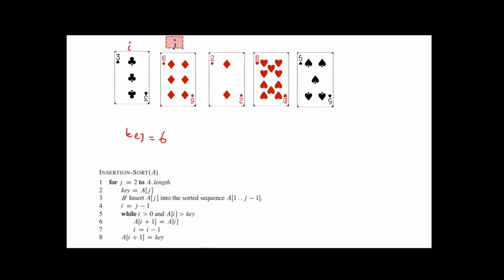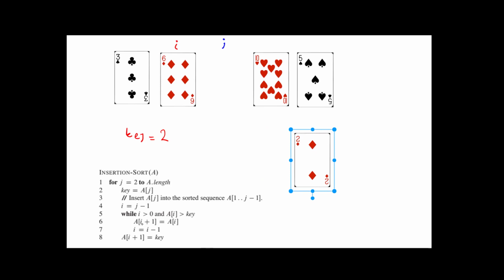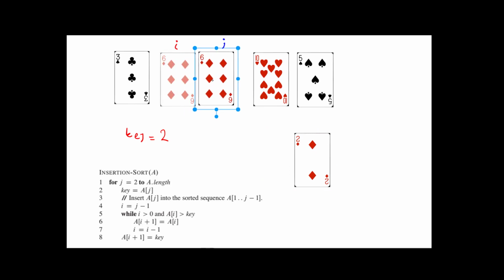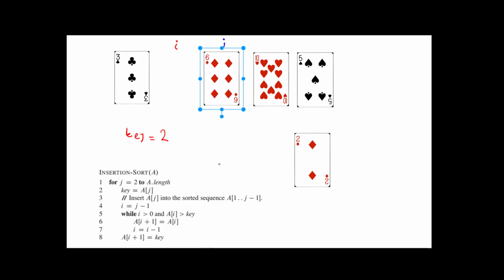So let's increment j to 3, which shows the third element, which is 2. So this is the key. Now the key is 2. i is j minus 1, so i should be in here. i shows the second element. It's better to keep the key in here. So A[i plus 1] should be A[i]. So here the third element should be this one. We decrement i by 1, so it shows in here.